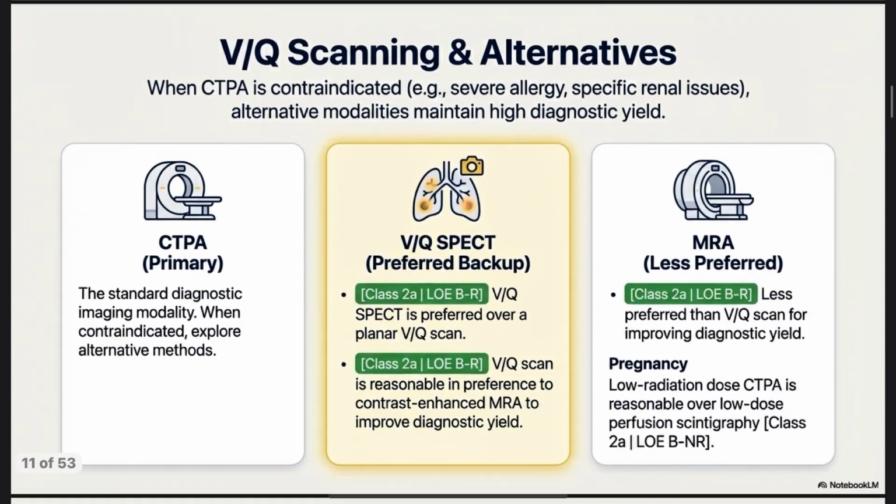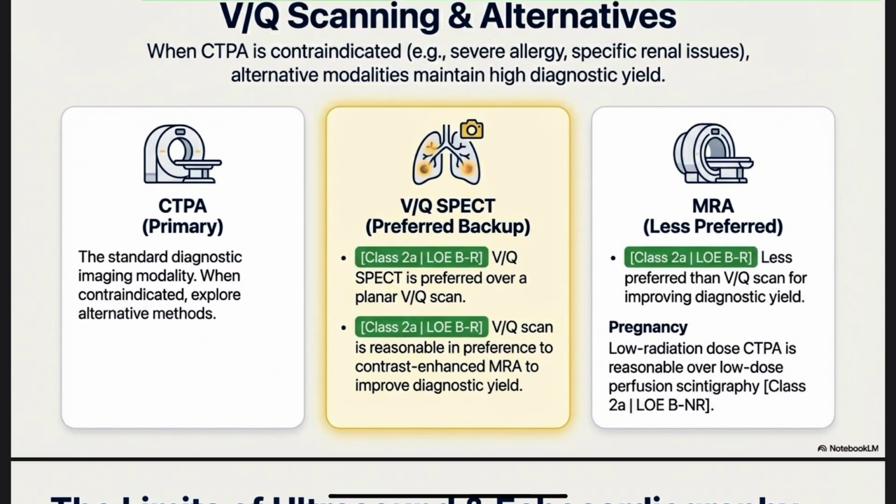And one more important change I want to mention here: before, CTPA was standard, and if CTPA was inconclusive, we went to a VQ scan. Now they say it is not needed. Whenever CTPA is contraindicated, we go with the alternative method. What contraindications can we expect? Someone who is very allergic to contrast, or someone with severe renal issues, where contrast can't be given. In those cases, you can consider a VQ scan.